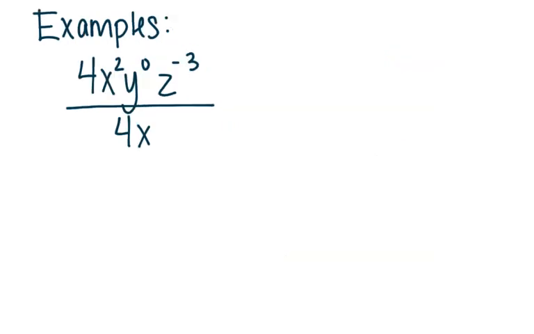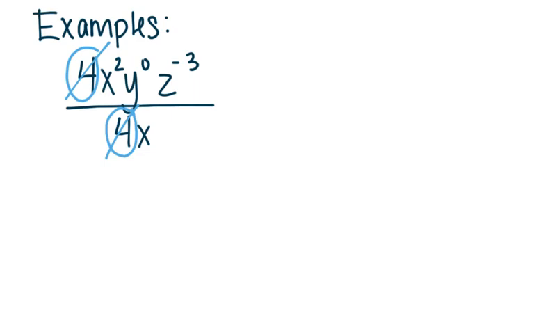Alright, so now we're getting a little bit trickier. The first thing that I like to do is go ahead and take care of numbers that are just by themselves. So 4 divided by 4 actually cancels out, so I'm going to cross these out. It's not actually even there anymore.